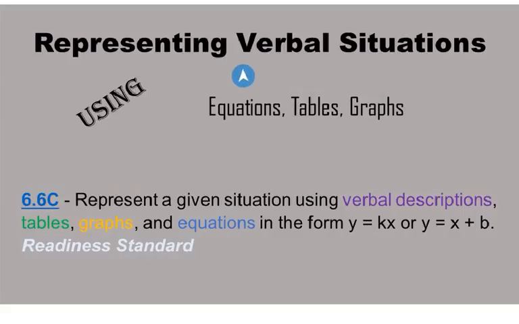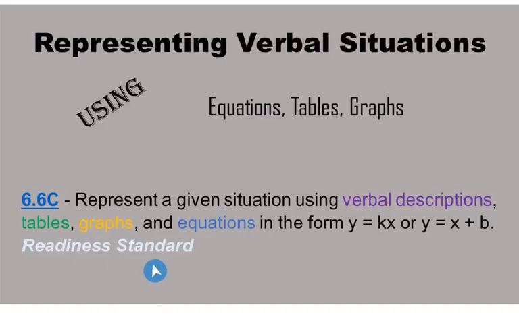Okay, in this lesson we're going to be representing verbal situations, and we're going to be doing that with equations, tables, and graphs. Looking at the student expectations from the state, you are to be able to represent a given situation using verbal descriptions, tables, graphs, and equations. We've actually already looked at these, and we've concentrated on tables and graphs and equations. What we need to do now is go ahead and understand the verbal descriptions and how all four of these work together and represent each other.